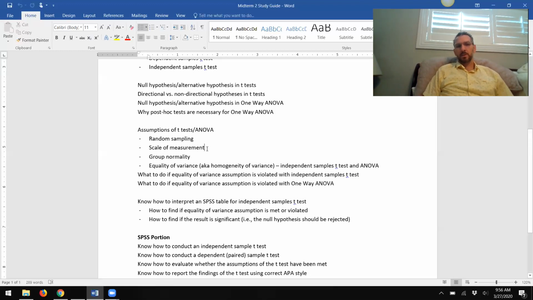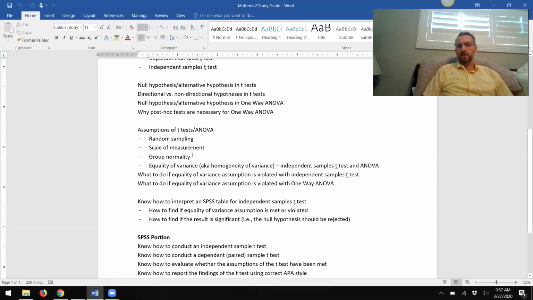The next assumption is the scale of measurement, and really it's just a check to make sure that you're running the right analysis. And so for the t-test and the ANOVA, the independent variable is always nominal, and the dependent variable is always continuous, or scale, or interval, or ratio. And so you just need to verify that that's accurate.